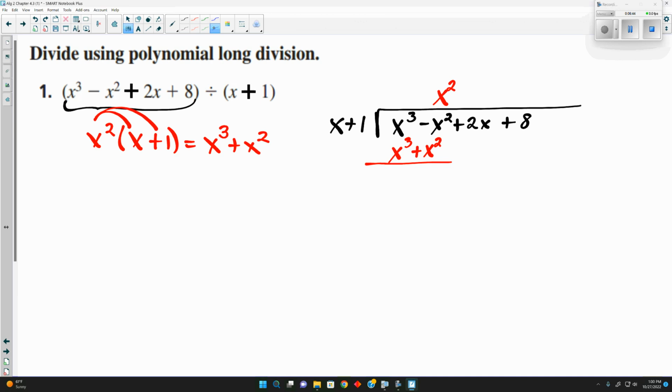Just like with the previous long division problem, the next thing we're going to do is subtract. x to the third minus x to the third is 0. It cancels out. Those are gone. Now we look at the next one. Negative x squared minus x squared is negative 2x squared. Negative 1 minus 1 is negative 2.